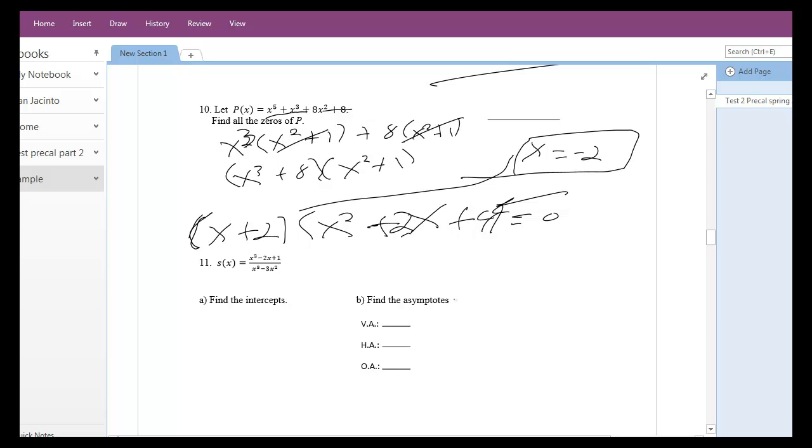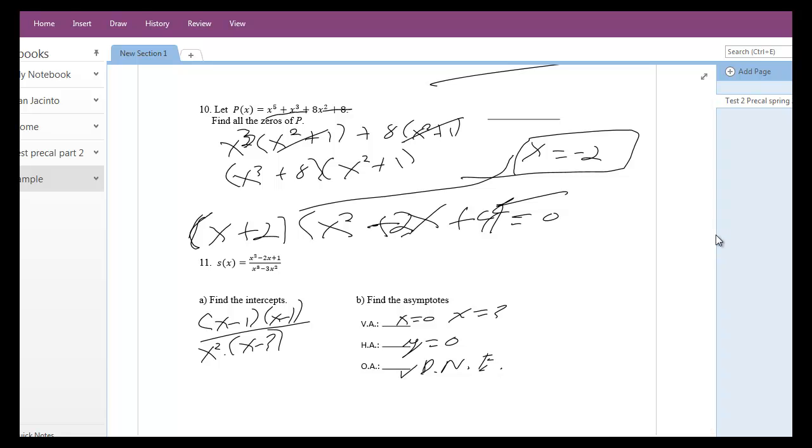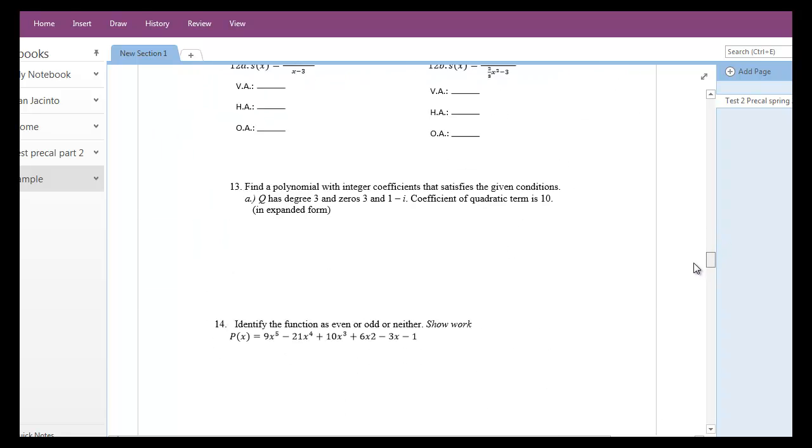Alright, now we're cooking with grease. It says find all the intercepts. Before you do anything, you should try to factor. Top becomes x minus 1, bottom becomes x squared times x minus 3. You know you're going to have a 0 at x equals 0 and x equals 3. The degree on top is 2, the degree on the bottom is 3, so that should be y equals 0. Horizontal asymptote should be does not exist. Some of you guys left it blank, so I counted it right, giving you the benefit of the doubt.